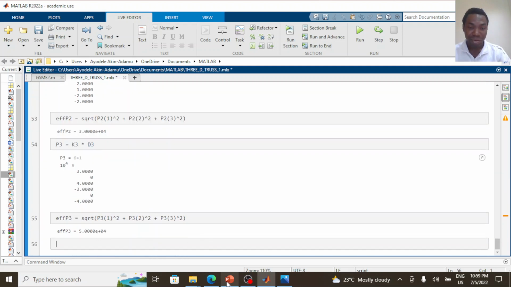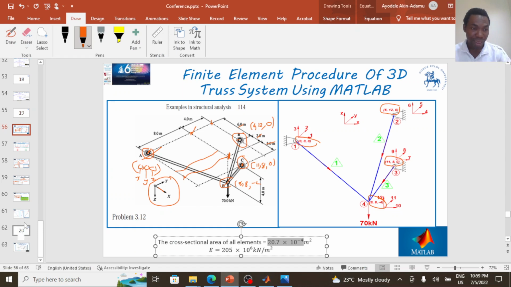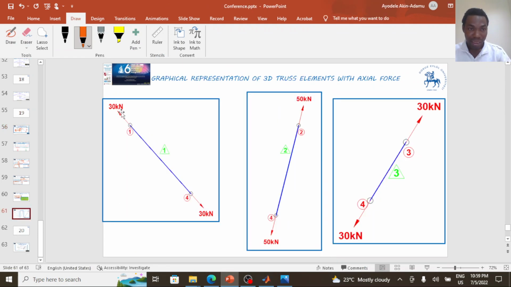This value here is actually what I denoted in my PowerPoint. 30 kilonewton for element 1. Oh, for element 2, this is not correct. Element 2 is supposed to be 30 kilonewton. So this is a mistake. I actually made a mistake initially when I was doing the computation. This is 30 kilonewton. Element 3 is 50 kilonewton.